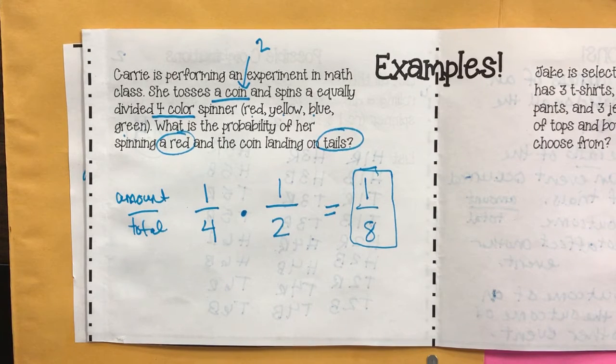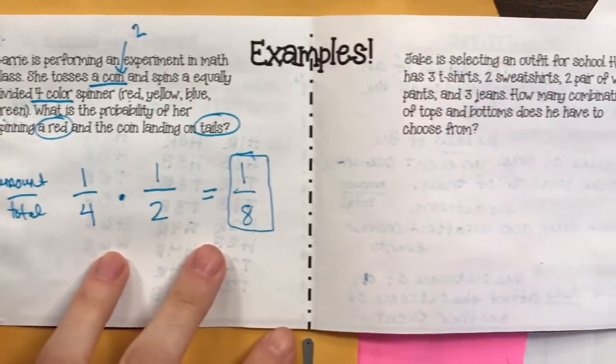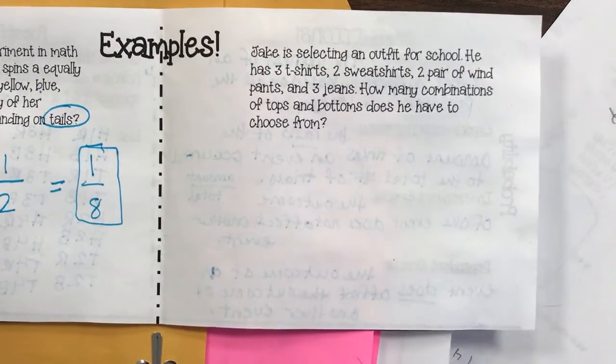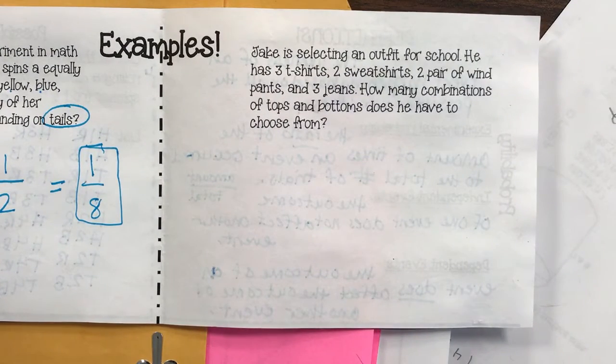Almost done. Last one. Jake is selecting an outfit for school. He has 3 shirts, 2 sweatshirts, 2 pair of wind pants, and 3 jeans. How many combinations of tops and bottoms does he have to choose from? 10. So this is a little bit different.